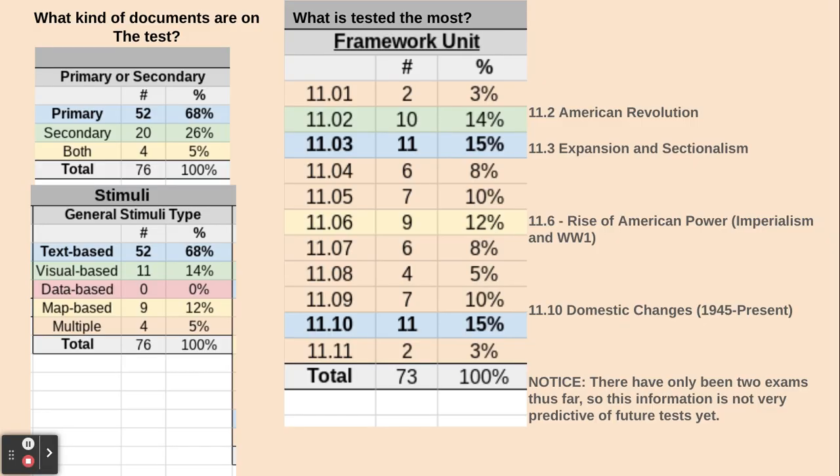But if you're wondering what you should study based off of the past 2 exams: the American Revolution, the early years of the country with expansion and sectionalism leading to the Civil War, the rise of American power, the imperialism and World War I unit, and then the domestic changes unit, looking at changes in American society and the Civil Rights Movement. Most of the test uses primary source documents. Over 68% of the stimuli on the test are primary sources. So analyzing and breaking down primary sources and knowing their context and circumstances is crucial. The majority of the documents are text-based with some visuals and maps and other things mixed in there too.